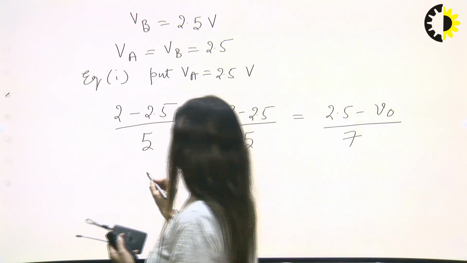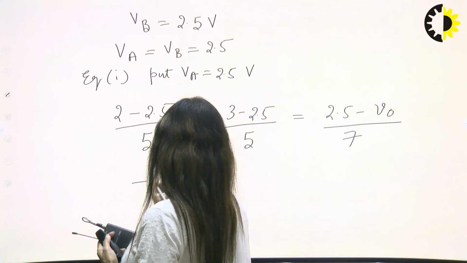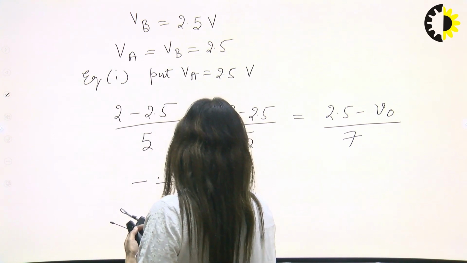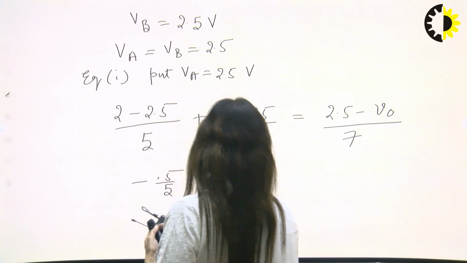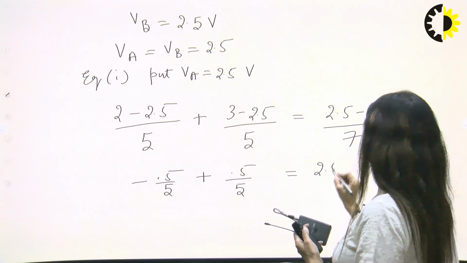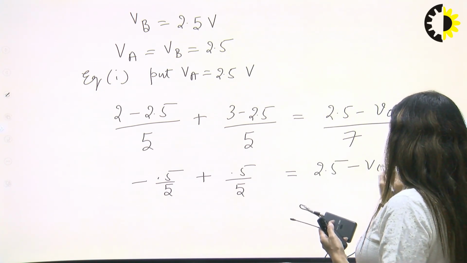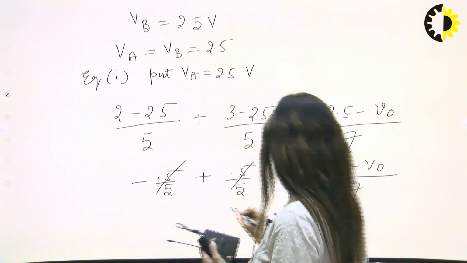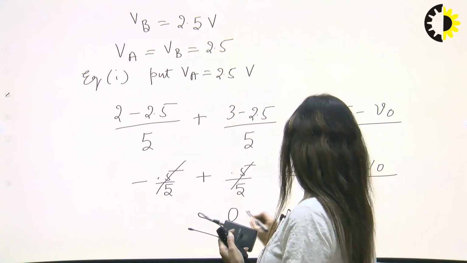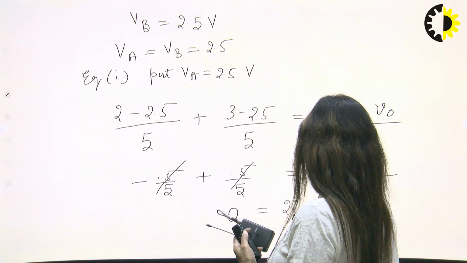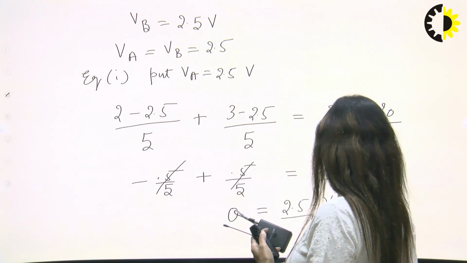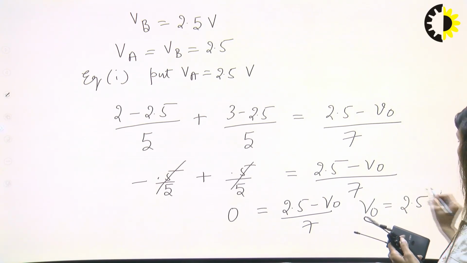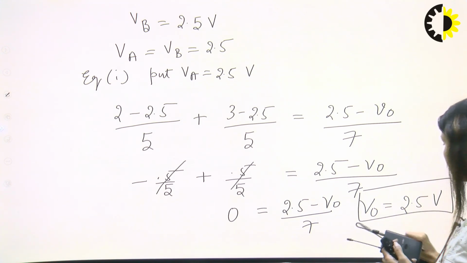So I can solve this. This will be equal to minus 0.5 upon 5 plus 0.5 upon 5 is equal to 2.5 minus VO upon 7, and this is what we are getting as 0. So this will be 0 is equal to 2.5 minus VO upon 7, and hence VO is equal to 2.5 volts. This will be the final answer.